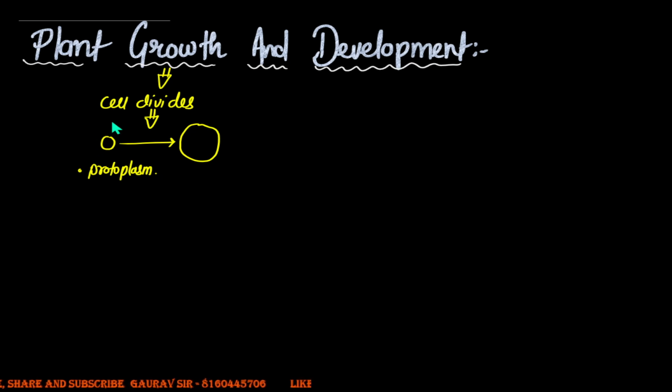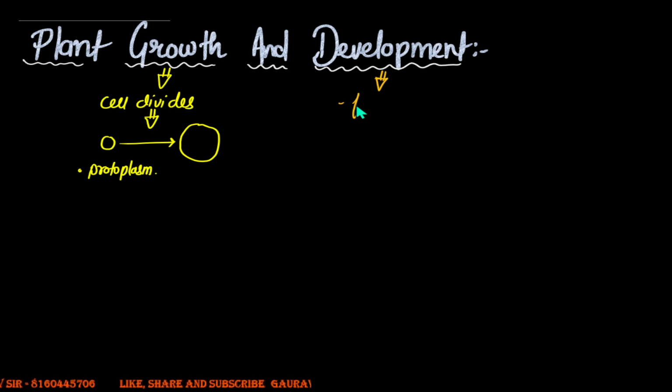So whenever a cell divides, it forms new cells which are smaller in size, smaller in dimension. These cells will undergo elongation phase and become bigger in size, and that can be referred to as growth. So now comes the question, what is development? For development to be understood, you see the cells that are formed here, they would undergo elongation.